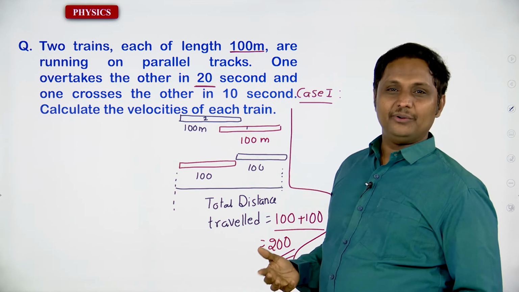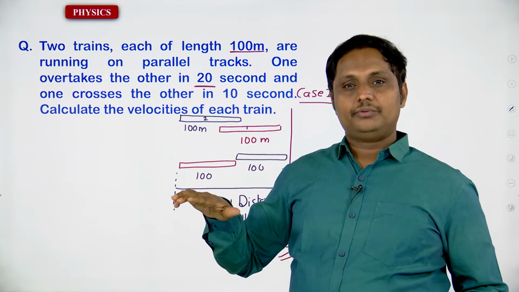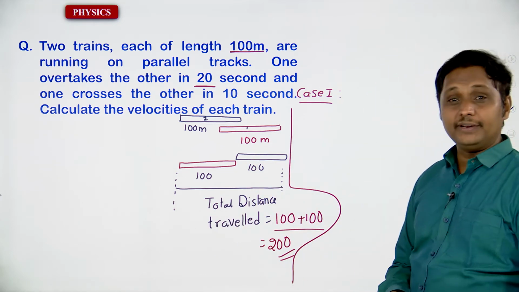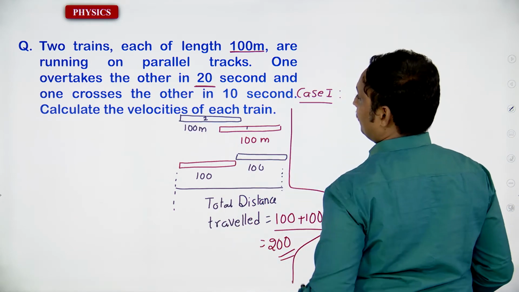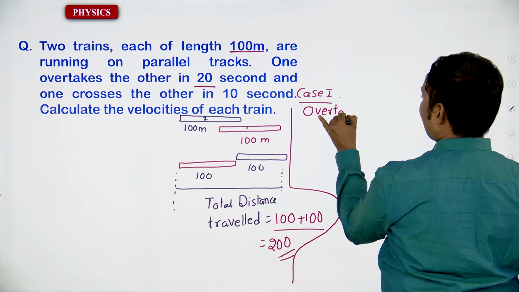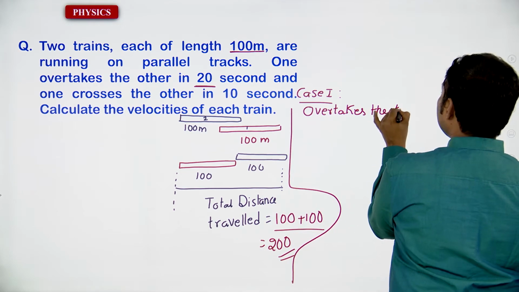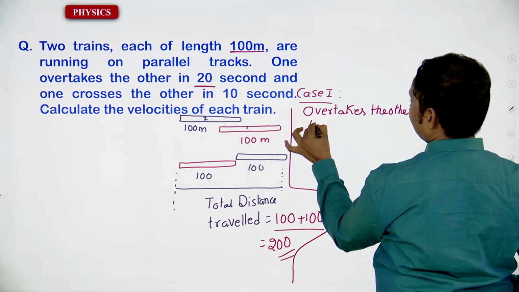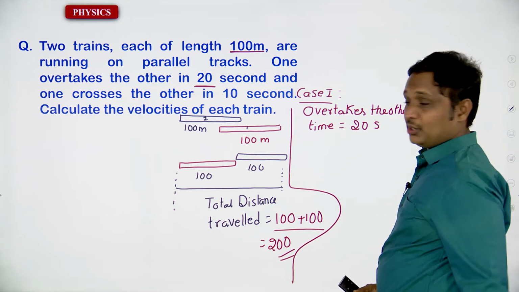Overtakes the other. They have given the time to overtake, the time to cross the first time. It's very clear. Let us take any of the cases. What they have given, first data, is overtakes. You have to take that one overtakes the other. What about the time? The time is equal to 20 seconds.